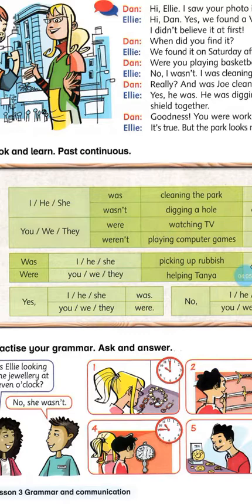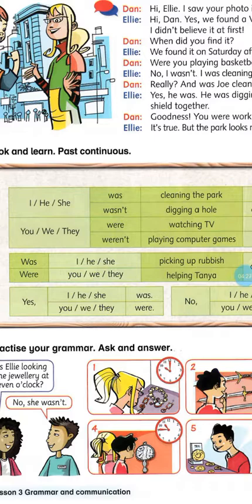Now let's move to the yes no question of the past continuous. As you see here, we start the yes no question of the past continuous with was or were, then the subject, then the verb with ing. Repeat after me, please, for an example.